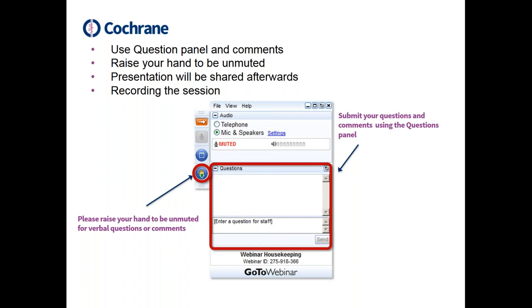You can also raise your hand to be unmuted. You should be able to see a little hand icon. If you click on that, I'll be able to see that, and then unmute your microphone if you're able to join in that way. Everyone's muted at the moment, but I can unmute you and then you can speak to the people who are on this call. I also just wanted to let you know that we're recording the session.